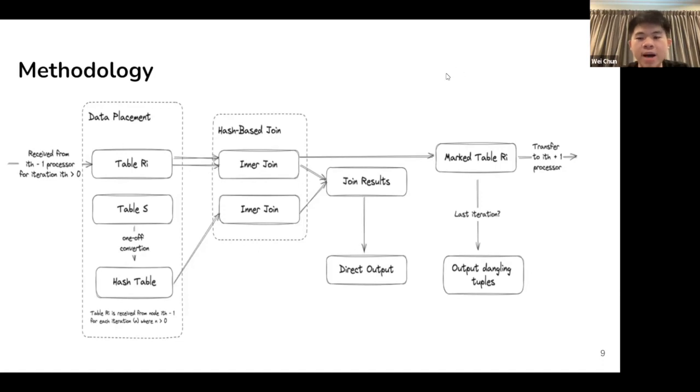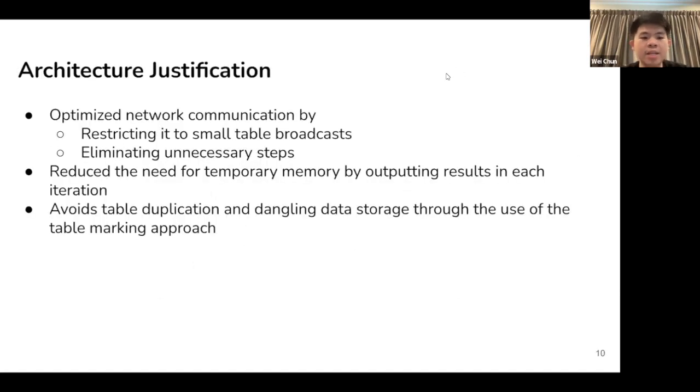Now let's take a look at why this architecture is justified. This architecture optimizes the network communication by restricting it to smaller table broadcasts. It also eliminates unnecessary steps that we've seen in earlier related work, such as redistribution, additional filters, and additional joins. Secondly, it reduces the need for temporary memory by outputting results in each iteration. Thirdly, it avoids table duplication and dangling data storage through the use of a table marking approach, similar to what is happening in DER and DDR.